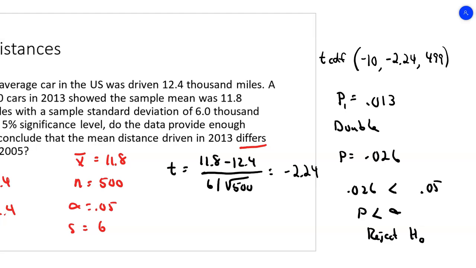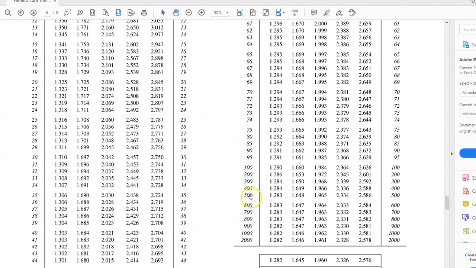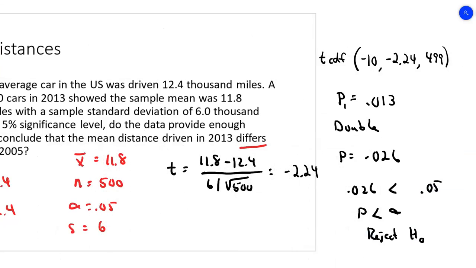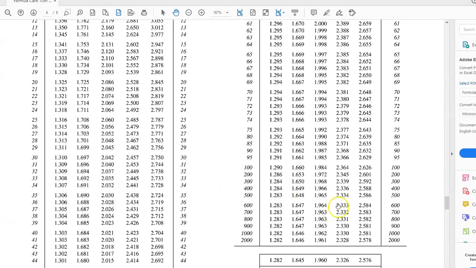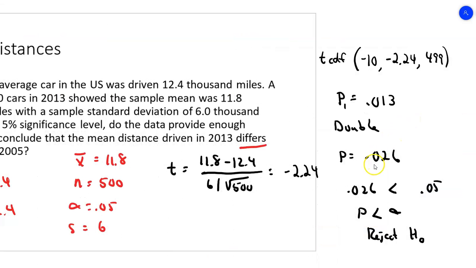Before we wrap up, how would this have looked on a table? Well, on a t-table with 499 degrees of freedom, after a while it just goes up by 100. So how about 500 degrees of freedom? Our value is 2.24. So 2.24 falls somewhere in here between 1.965 and 2.334. So somewhere between 0.025 and 0.01. So between 1% and 2.5%. Is that what we got? Yeah, because between 1% and 2.5% is that initial value that then we would double.